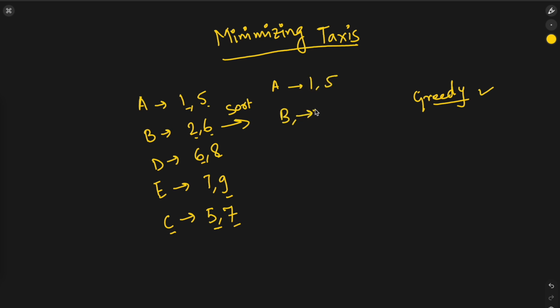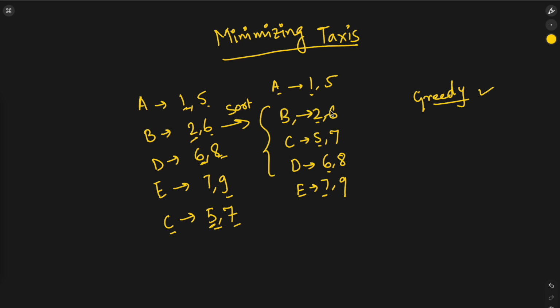B is 2 to 6. So 1, 2, 1, 2, and then the next smallest is 5. So C is 5, 7, D is 6, 8, and E is 7, 9. So now we have sorted these trips in ascending order as per their start time. Okay, so next we are going to iterate these trips.